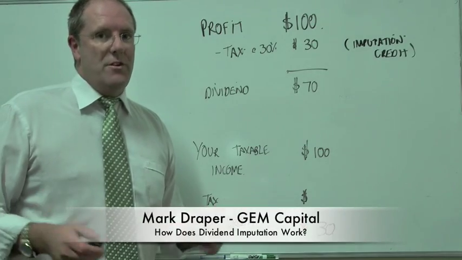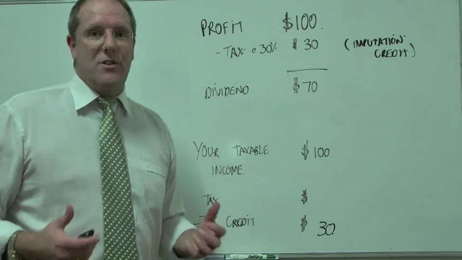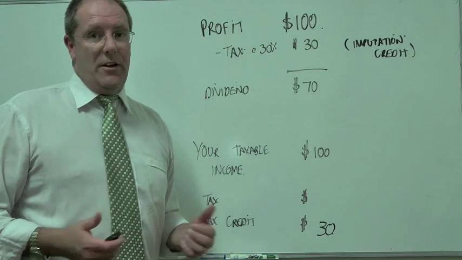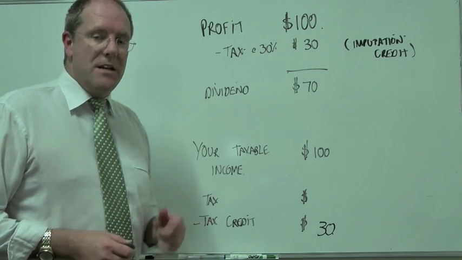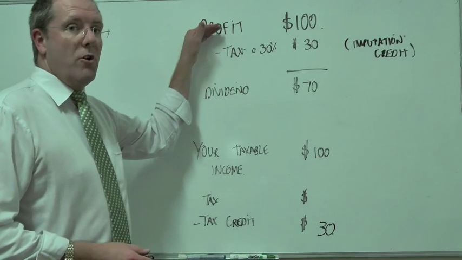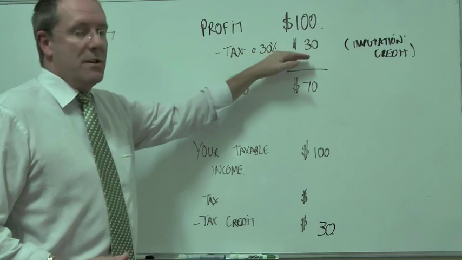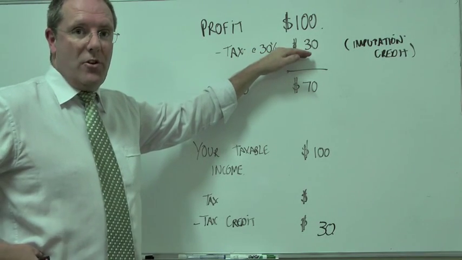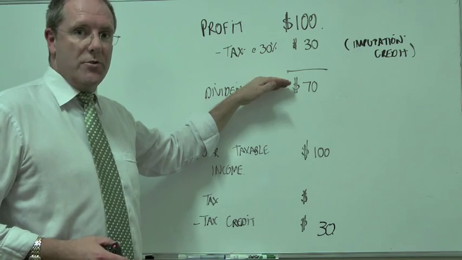If you can understand dividend imputation, you're in the top 1% of Australians because it's the most misunderstood investment concept, I think, going around. Let's have a look at an example to try and simplify it though. Consider a company that makes a $100 profit. They then pay tax at a 30% tax rate, which means they're paying $30 tax on their $100 profit, which leaves $70 to distribute to shareholders.